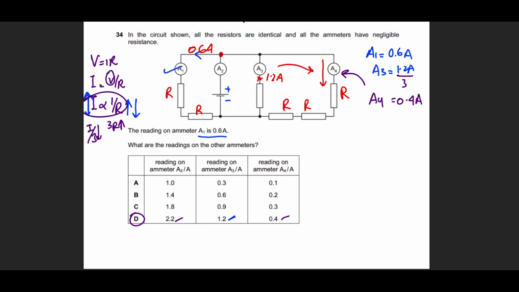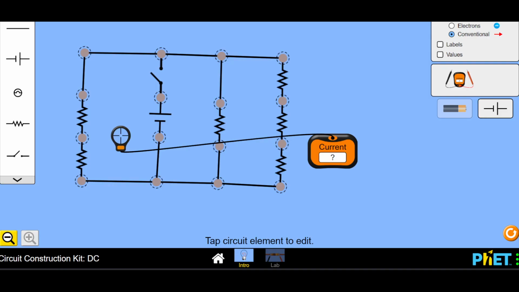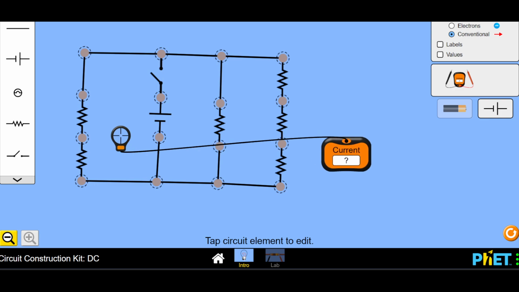Let me show you an animation for this, okay? This is exactly the question that we have over here, and we can see that at this point in the circuit, there is no current.